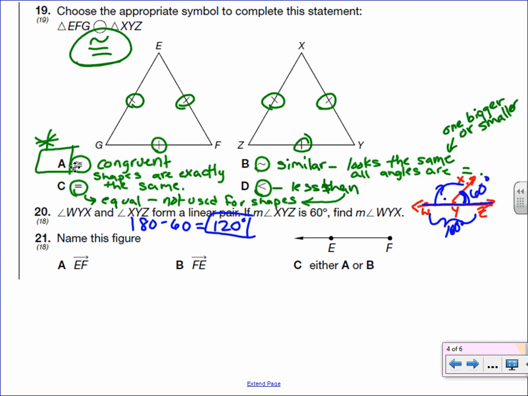Name this figure. Well, something that starts with a dot and goes to an arrow is called a ray. And a ray is something that you have to name in order. So if you look above the A and B, you see that there's an arrow pointing. That arrow has to go the same way as it does in the figure. What I mean is that in the figure, it goes from F to E. So the end without an arrow has to be on F, and the end with an arrow has to be on E. In A, the end without an arrow is on E, and the end with an arrow is on F, so that one doesn't work. In B, the end without an arrow is on F, and the end with an arrow is on E. So it's B.